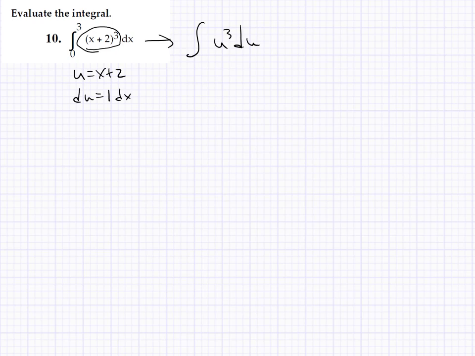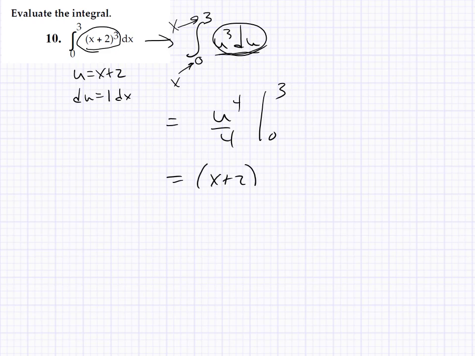Now the trick with substitution is that this is 0 to 3. So the idea here is these are x values. We just switched over to u's, so we've got to be careful there. So what I'm going to do is find the antiderivative, which will be u to the 4th over 4. We're still between 0 and 3. Remember, no plus c is necessary. I'm going to resubstitute in my x plus 2.